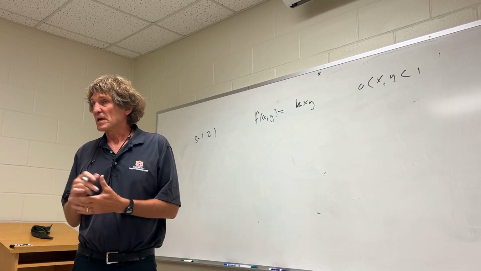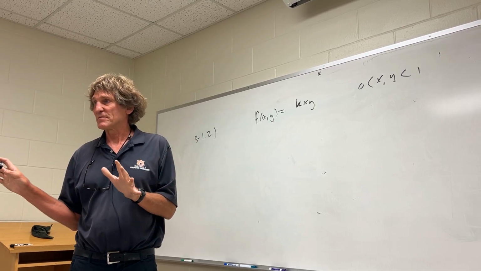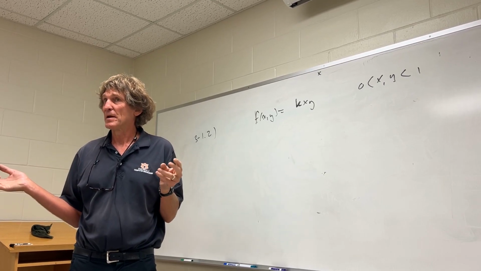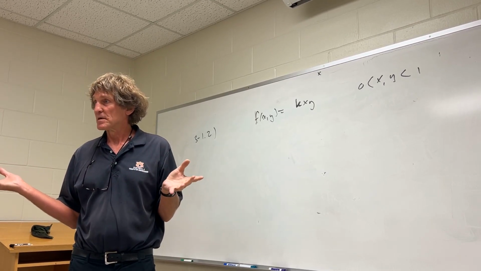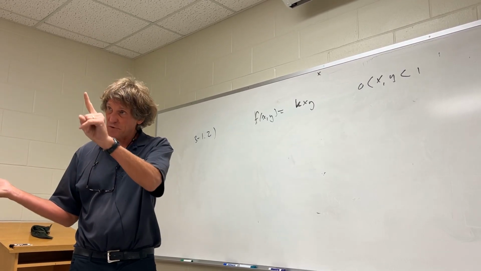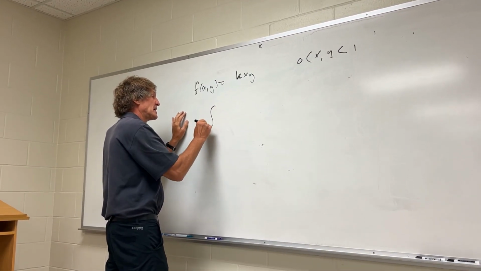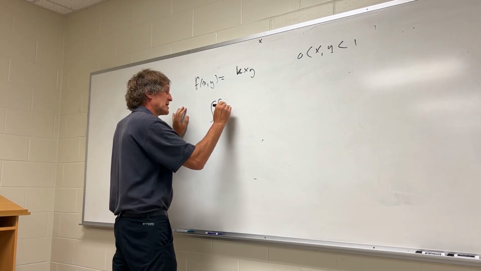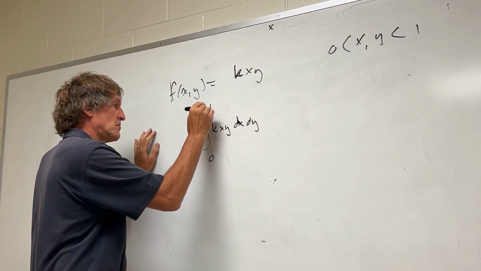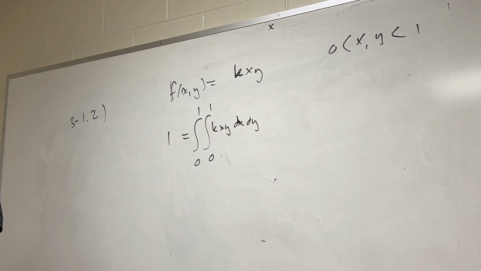Okay, now most of you probably got this. Just work with me. How do we get it? How do you always get k if it's not given? If you have any density function, what do you know has to happen for it to be legitimate? Class? Integrate it over the range that it exists, and it has to be 1. If it's not 1, it's not a probability function. So if I integrate k times x times y, dx dy from 0 to 1, 0 to 1, I have to get 1. That's all it's saying.